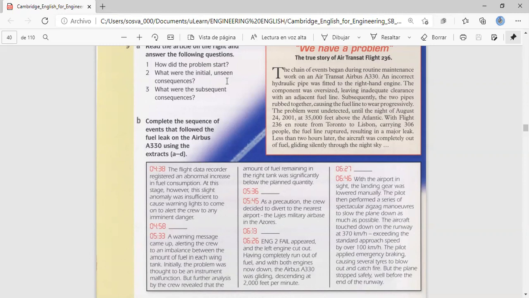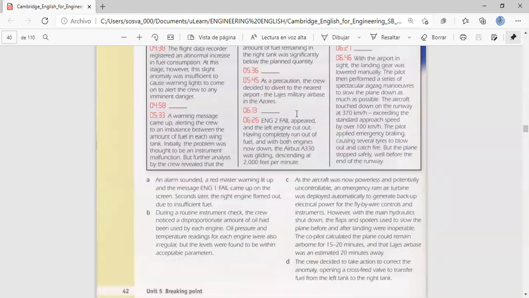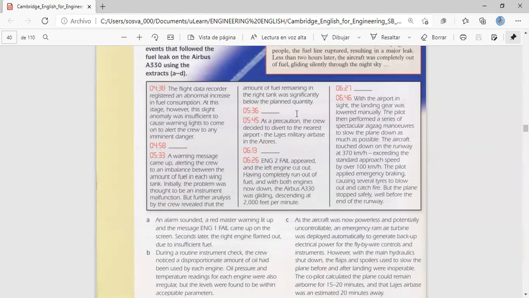So, in letter B, we have the schedule of the Airbus register. You might remember it starts at 4:38 in the morning and ends at 6:46 in the morning. That means everything happens at night. What we were supposed to do was complete the schedule with paragraphs A, B, C, and D. So I'm going to start reading the schedule, and you help me with the letters in the order you did, okay?